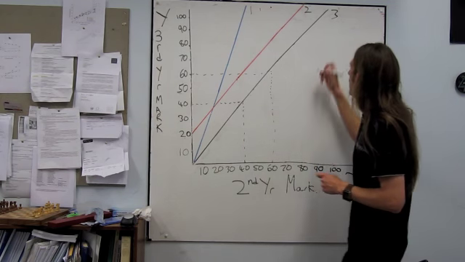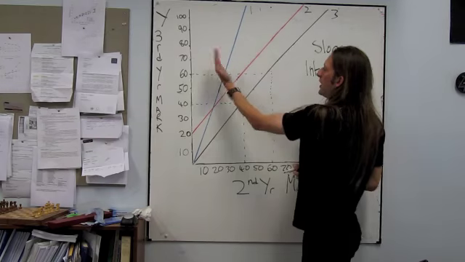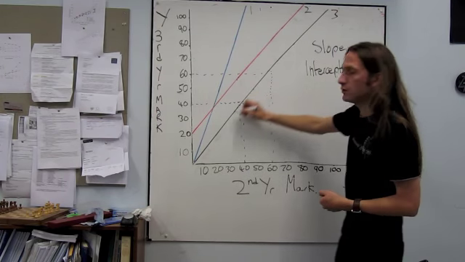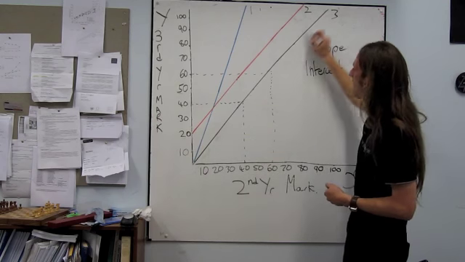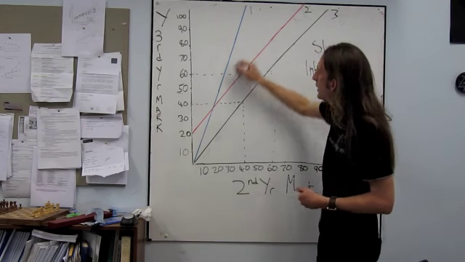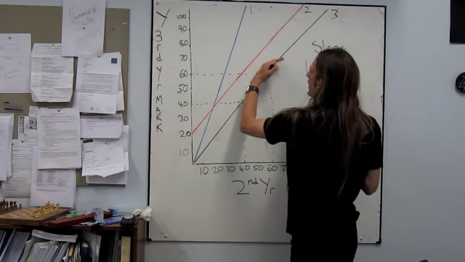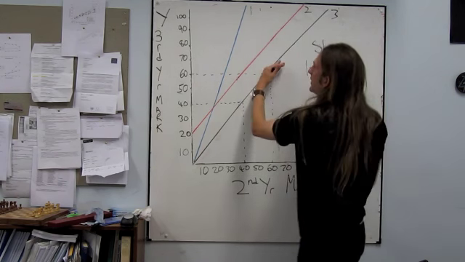Okay, now the slope is simply how steep this line is. So if you compare the function or the line for 3, the black one, with the blue one, you can see that this is a difference in slope. Function 1 is steeper than function 3.